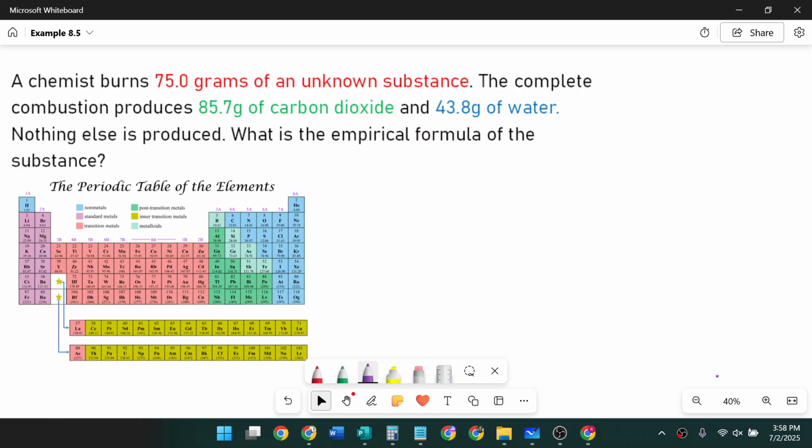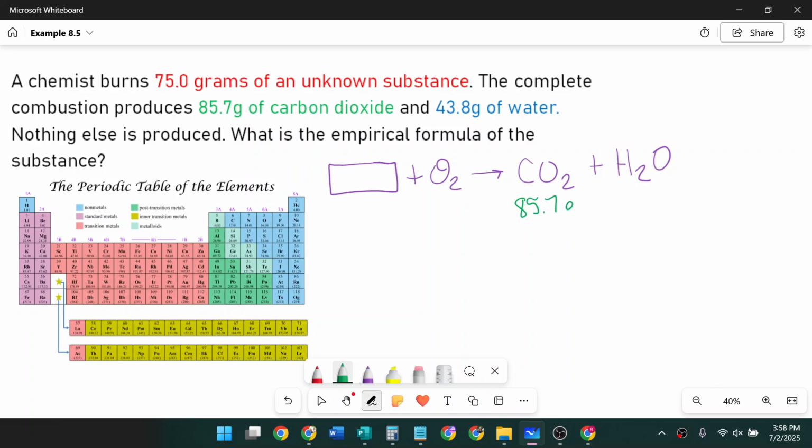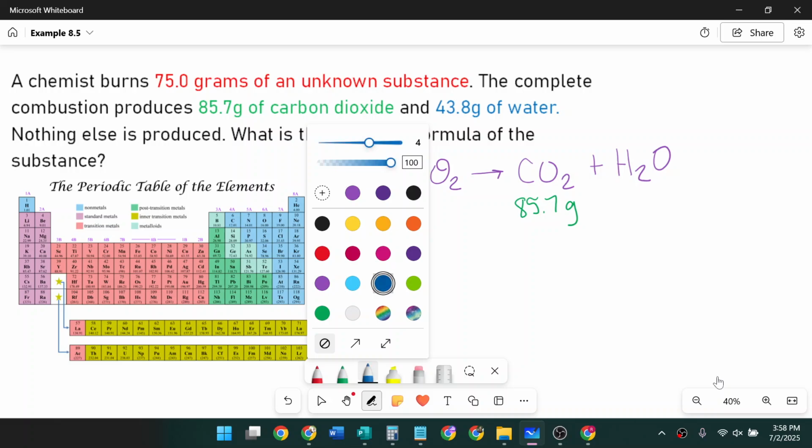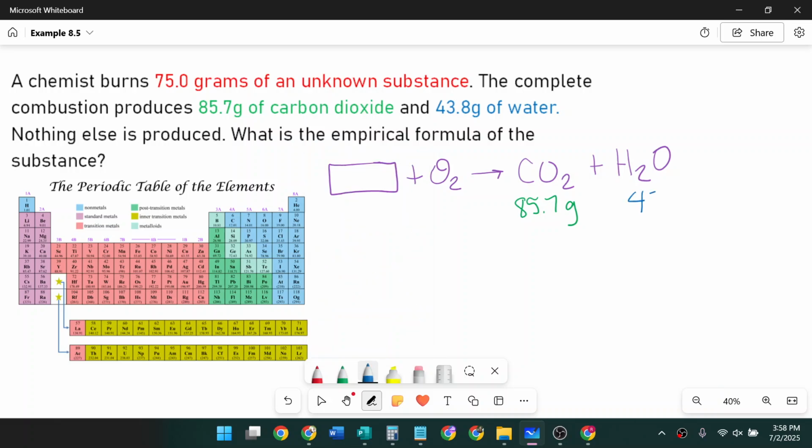So let's just think this through, what's happening here. We have some unknown substance. We burn it, so we've got some oxygen going on there, and then we end up with some carbon dioxide and some water. We know from the problem that we have 85.7 grams of carbon dioxide at the end, and 43.8 grams of water at the end.